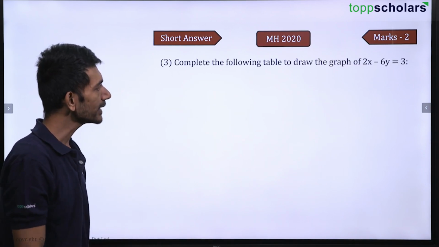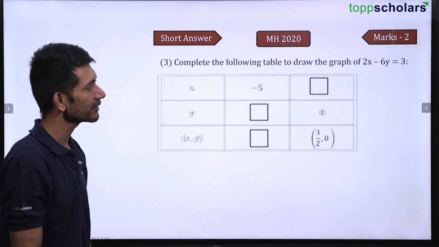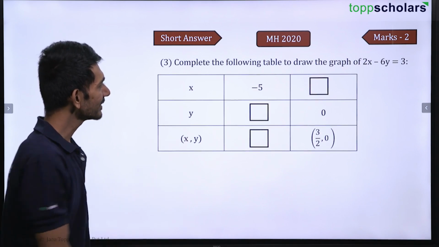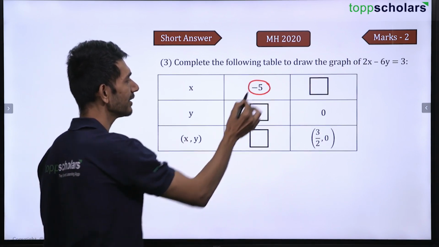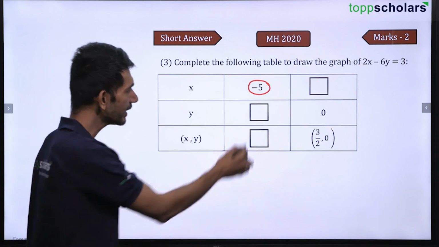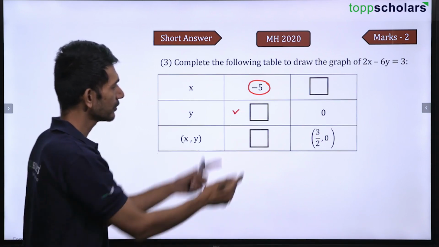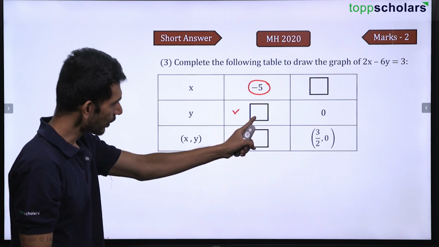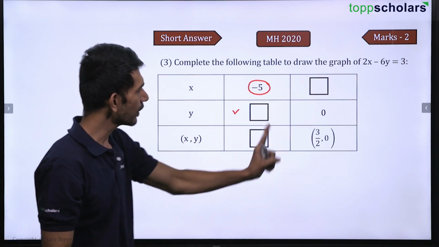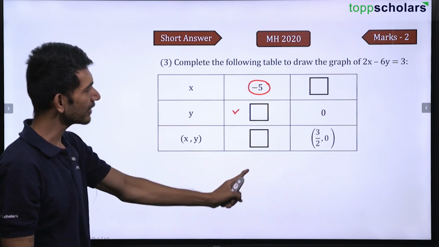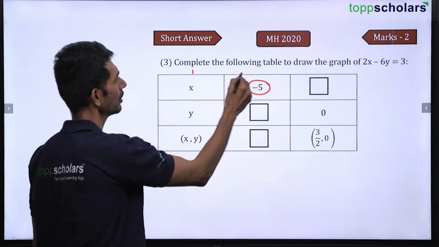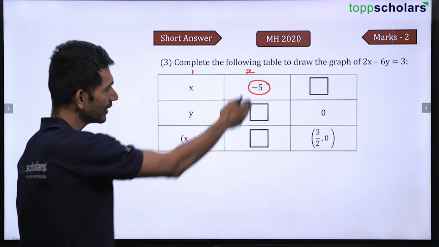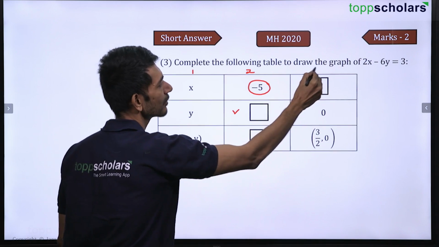Now complete the following table to draw the graph of 2x minus 6y is equal to 3. Easy and interesting question. What they have done is, they have already given you the value of x, and here we are supposed to find the value of y. So check it vertically. Always it is x comma y. X is given, you find y. Here y is given, you find x. Let's focus on the second column. Suppose this is the first column, this is the second column. Anyways, the first column is not useful for us as of now. This is more important. And this is the third column.